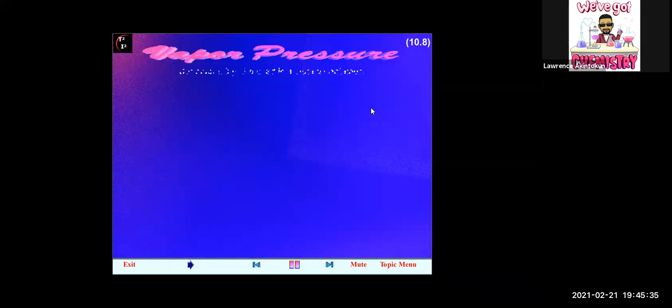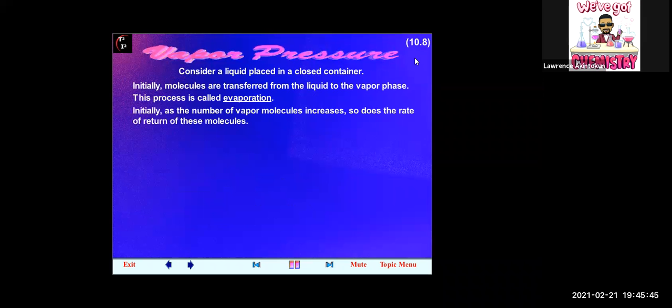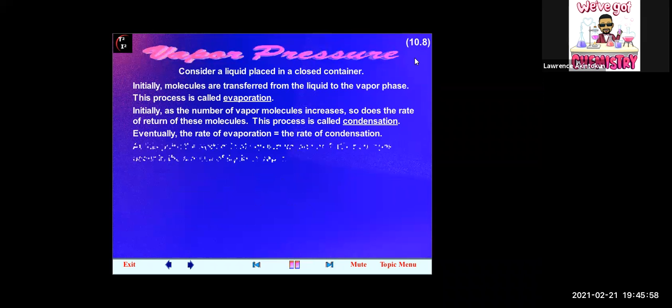Okay. Consider a liquid placed in a closed container. Initially, molecules are transferred from the liquid to the vapor phase. This process is called evaporation. Initially, as the number of vapor molecules increases, so does the rate of return of these molecules. This process is called condensation. Eventually, the rate of evaporation equals the rate of condensation. At this point, the system is at equilibrium, and no further changes occur in the amount of liquid or vapor.